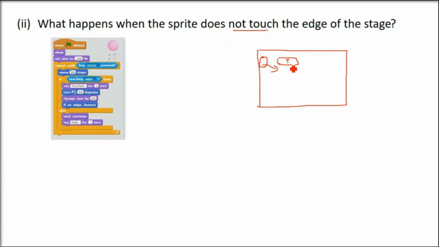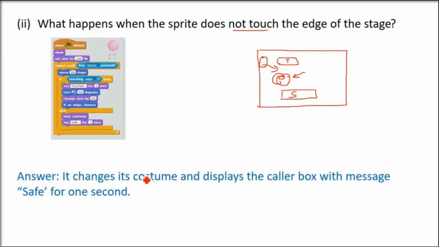So the costume will be changed. Simply costume or the attire will be changed, and there will be a message: say for 1 second. I hope you got the idea. So it changes the costume and displays the color box with the message for 1 second.